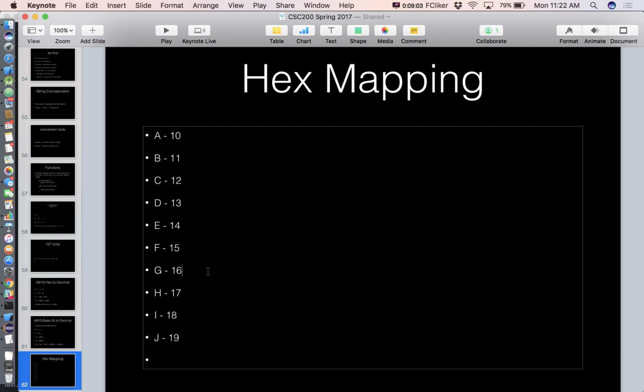Base 10 is 0 to 9. That's our base system, right? Base 8 is 0 to 7. Base 2 is 0 to 1. So it's always 0 to the base minus 1 for the legal characters in that base. Does that make sense? So up to base 37, we can represent all the values. That's 0 to 36, which would give us 0 to 9, then A through Z. Then we start having issues, right?